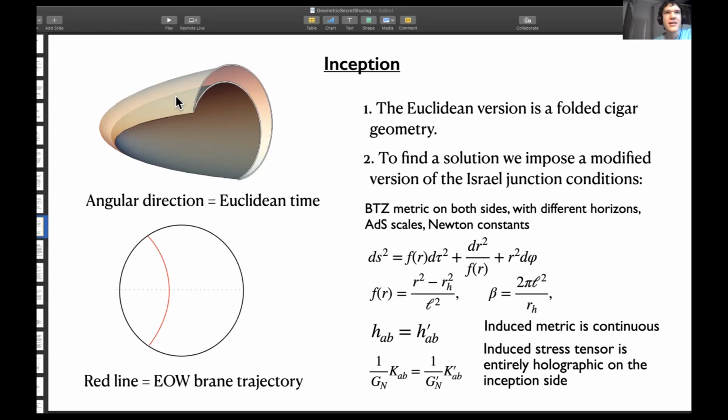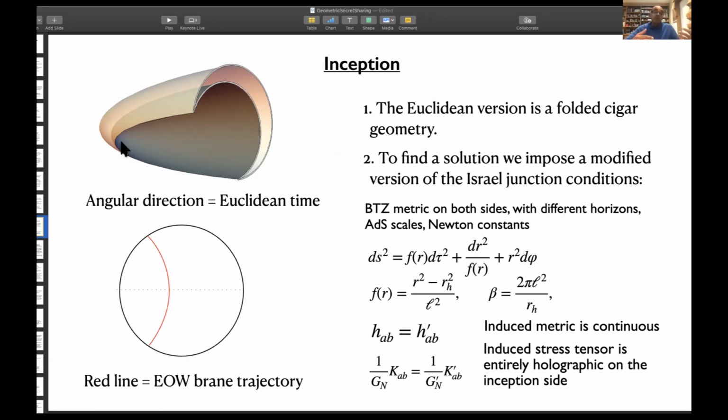Okay, great. So consider this outer shell, the light-colored shell. The Euclidean BTZ geometry, with this angular direction being the Euclidean time, would be a complete shell. So you'd complete the shell fully here. That would be the Euclidean BTZ geometry.